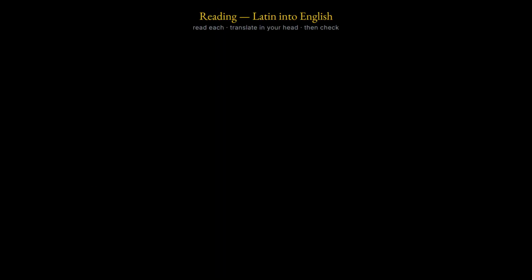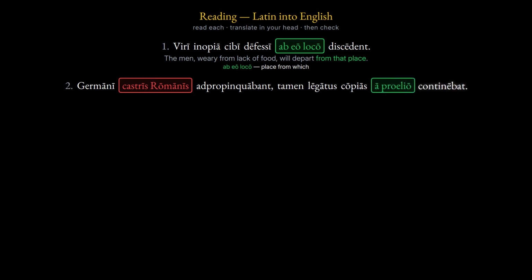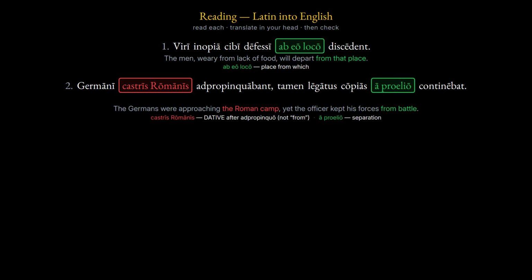Time to read. Five sentences gather today's words and the rules. Translate each in your head before I do. First. Viri in inopia cibi defessi a loco discedent. The men, weary from lack of food, will depart from their place. Second. Germani castris Romanis appropinquabant, tamen legatus copias a proelio continebat. The Germans were approaching the Roman camp, yet the officer kept his forces from battle. The camp sits in the dative after approach, while battle takes the from ablative.